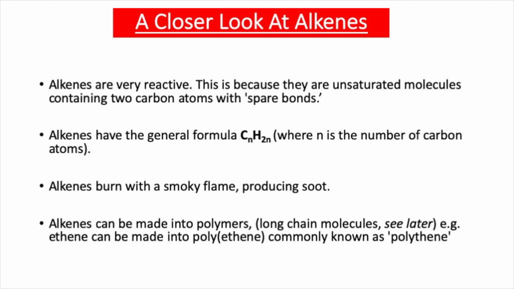Now because alkenes are very reactive, they're used to make lots of different products in the chemical industry. For example, alkenes are used to make alcohols. They're also used to make polymers, long chain molecules, such as polyethene, polypropene, PVC, polyvinyl chloride, polytetrafluoroethene, PTFE or Teflon, and polystyrene. These polymers are commonly known as plastics, and we'll be discussing these in future videos in great detail.